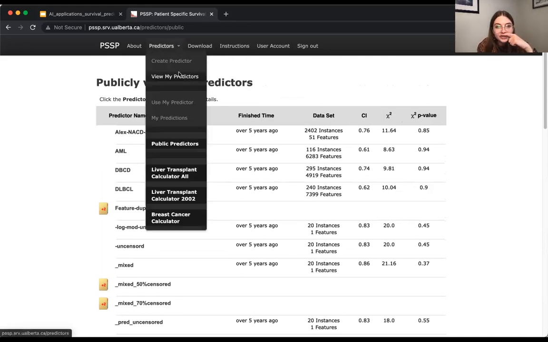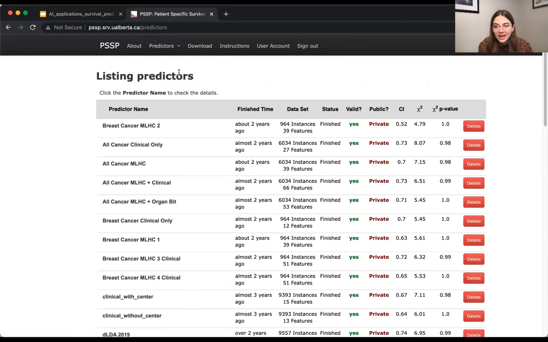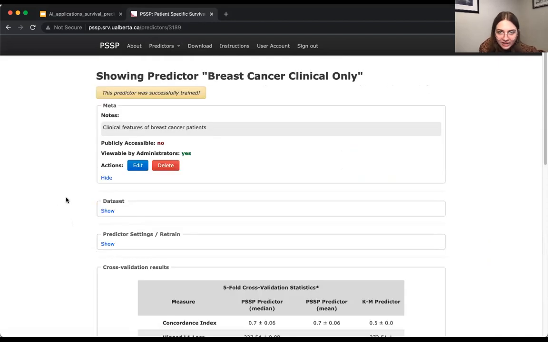So I would like to just quickly show you some of the predictors I have. Maybe I'll take a look at this one. Breast cancer clinical only. This was from the TCGA dataset, the Cancer Genome Atlas. Looks like this doesn't have any genetic data in it, but I think it should still be interesting. I just want to show off some of the things that this site can do.